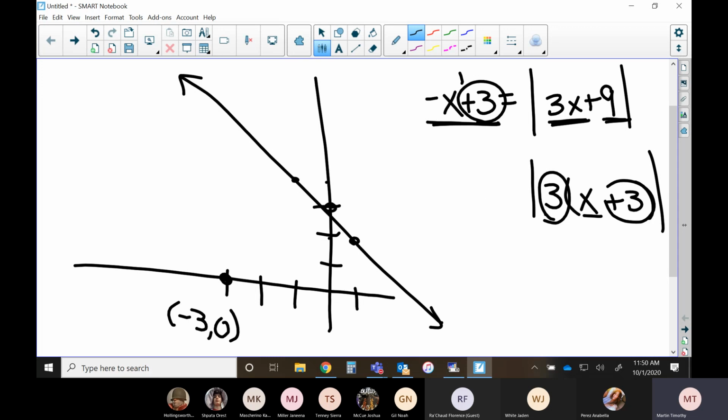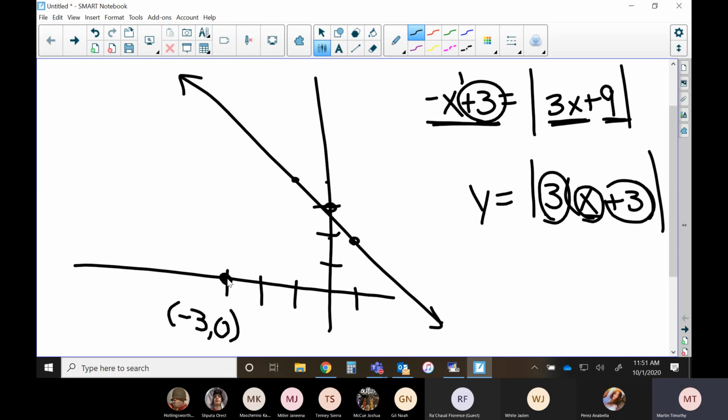Well, what's -3 plus 3? What's 0 times 3? What's the absolute value of 0? Did I get that ordered pair out when I plugged in -3? That's just me checking, saying, hey, I know I did that right.